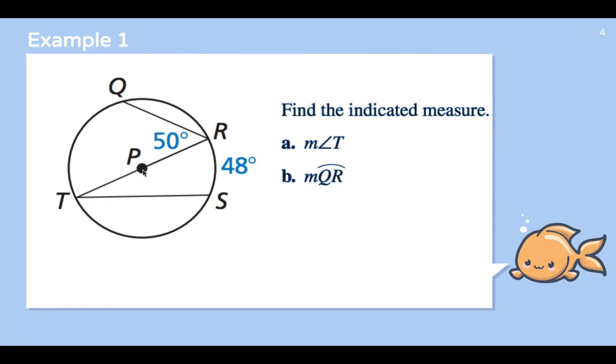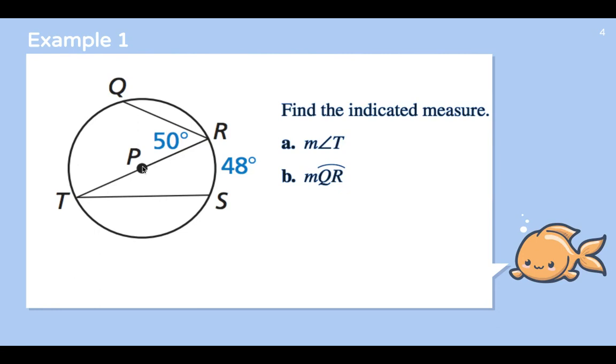Okay, so we have circle P, right? P is the center. And on top, we have this angle QRT, and we're given that the measure of angle QRT is 50 degrees. Also notice that segment RT goes through the center point P.